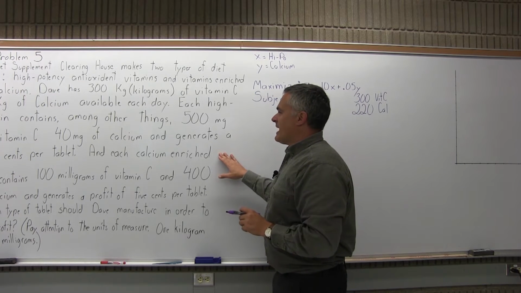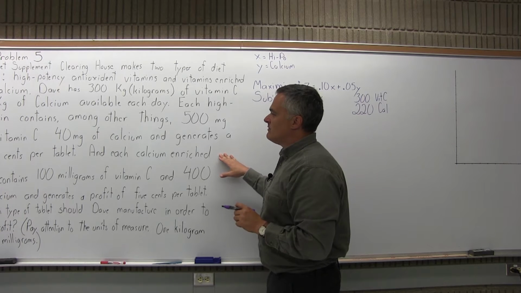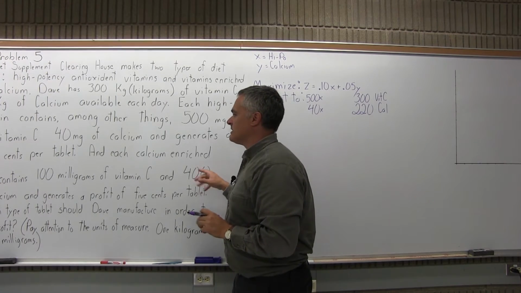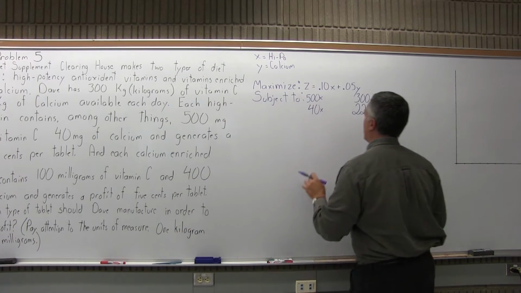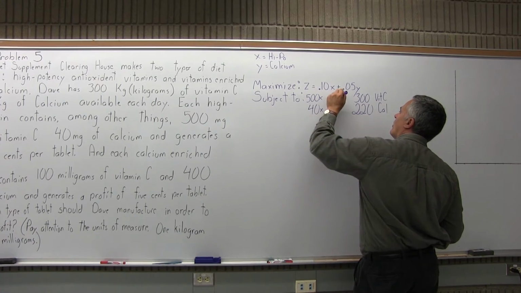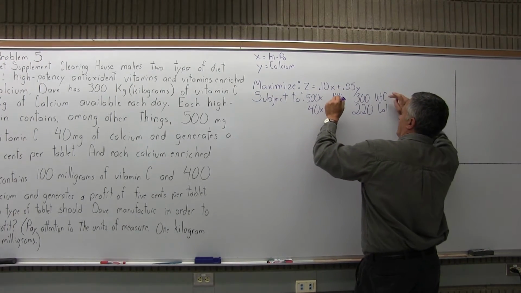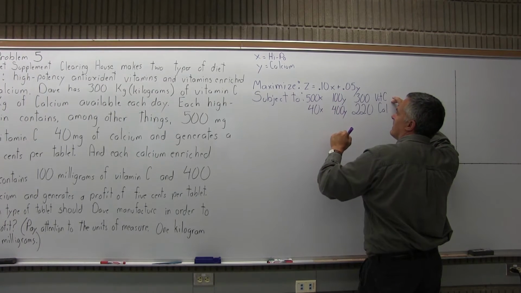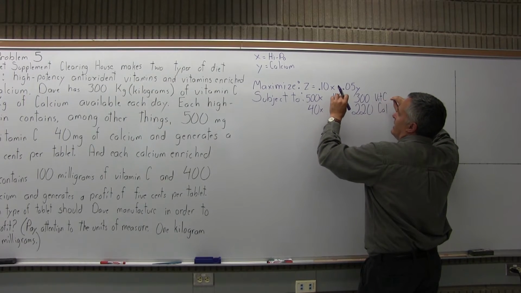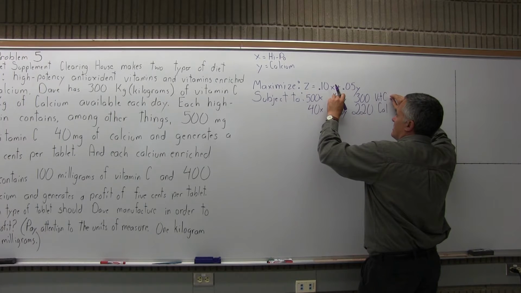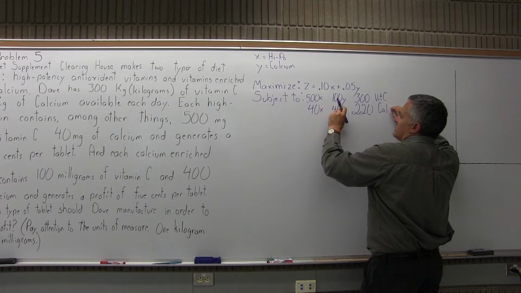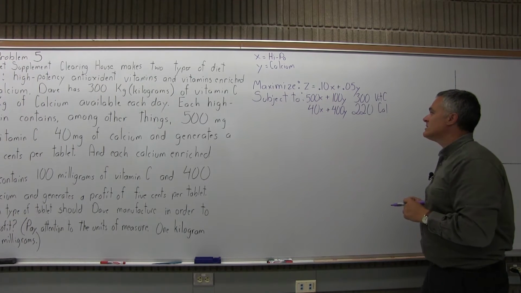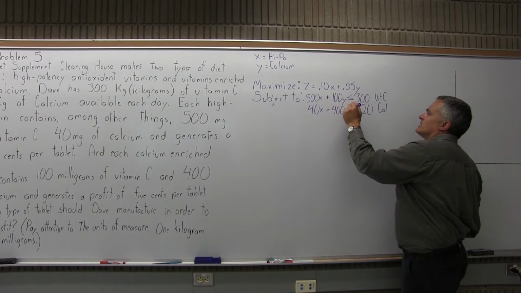And now the second type of tablet, it says each calcium-enriched vitamin tablet contains 100 milligrams of vitamin C and 400 milligrams of calcium. So the second type of tablet is Y. So it's going to be 100Y for the vitamin C and 400Y for the calcium. Because the second type of tablet is Y, each tablet for the second type uses up 100 milligrams of vitamin C and 400 milligrams of calcium. Each constraint has a plus between the X and Y values. Its inequality symbol is a less than or equal to.